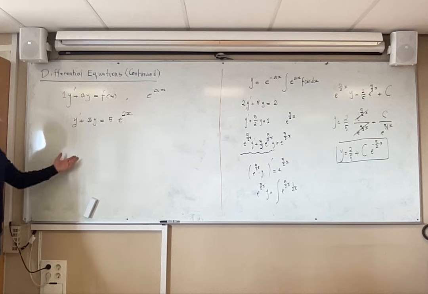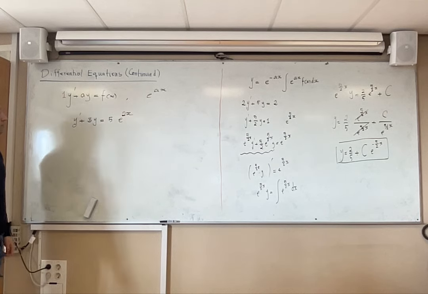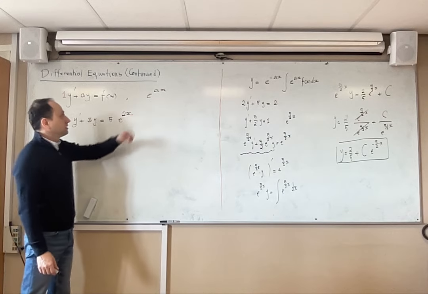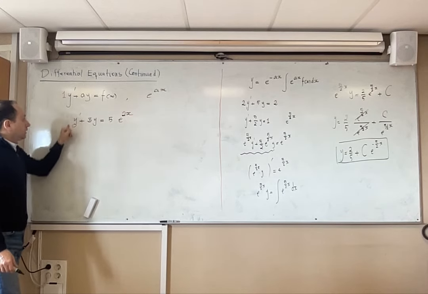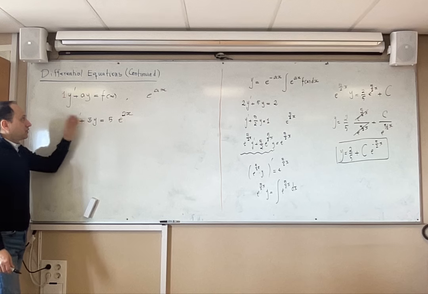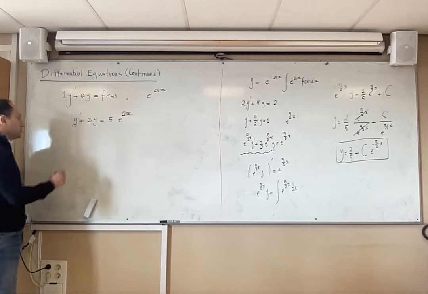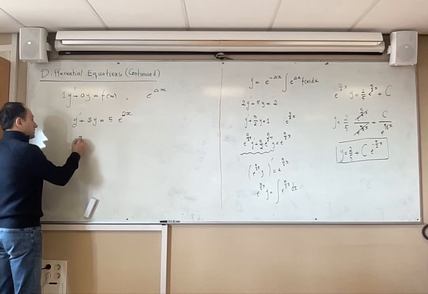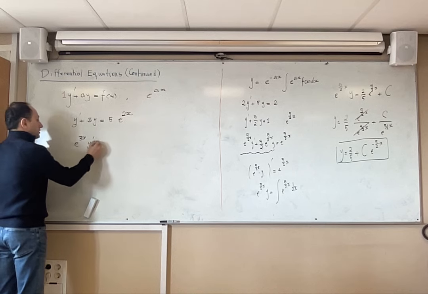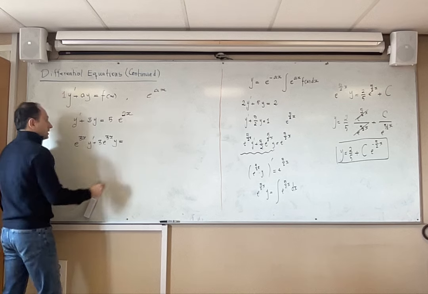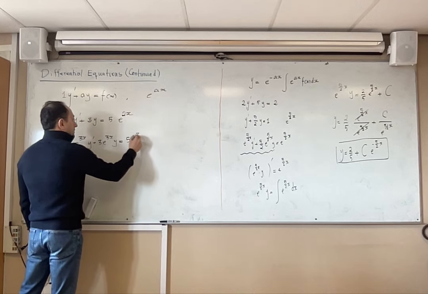So I will follow the same method that I mentioned. What should I do? I have to multiply everything by that integrating factor. This is already 1, and this a is 3. So I have to multiply everything by e to power 3x. Yes? So it becomes e to power 3x y prime plus 3 e to power 3x y is equal to 5 e to power 3x.